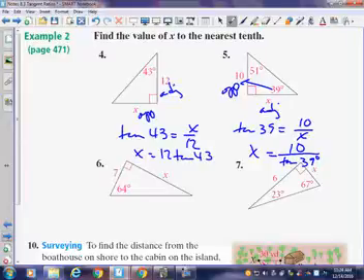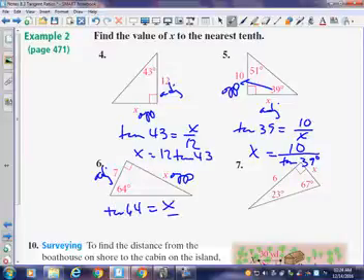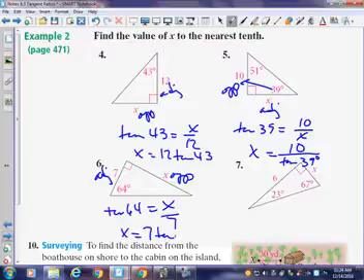All right, so here this is going to be the opposite side. 7 is going to be the adjacent. So you do tangent of 64 equals X over 7. This will be a cross multiply problem because X is on the top. So tangent of 64 will be multiplied with the 7 in front, and that'll give you the correct answer.